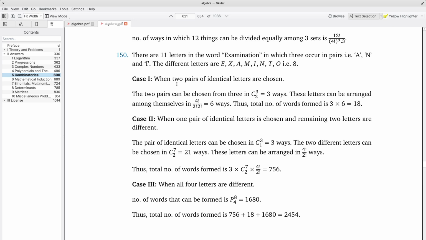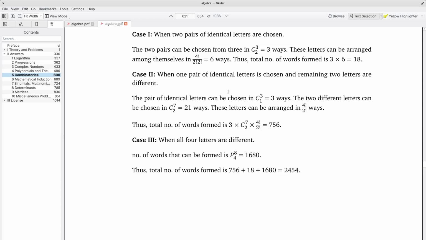Now, case 1 is when 2 pairs of identical letters are chosen, that is 2 out of A, N and I. The 2 pairs can be chosen from 3 in 3C2, that is 3 ways. These letters can be arranged among themselves in 4 factorial by 2 factorial multiplied by 2 factorial, that is 6 ways. The total number of words formed is 3 multiplied by 6 or 18.